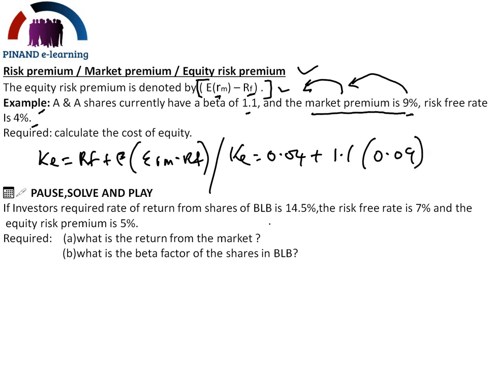Take it to decimal. Remember, do these two first before you add it to 0.04. Do not say 1.1 plus 0.04. The 1.1 is going with the bracket. It's the answer you add to the risk-free rate, which is this. I hope that is clear.